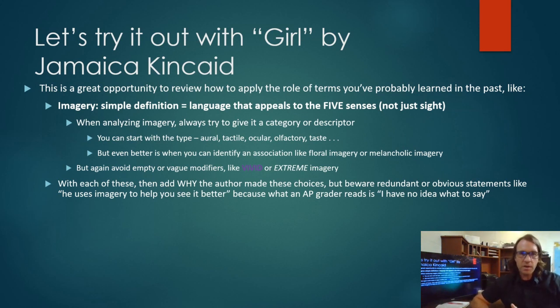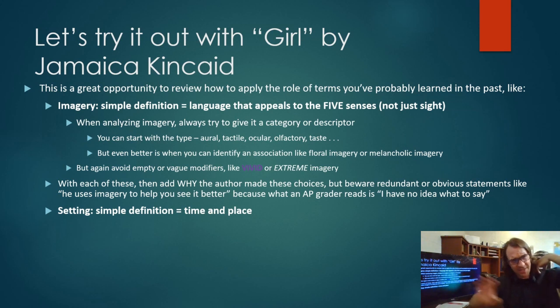And so when we're doing that, we want to try to avoid redundant and obvious statements like the imagery helps you see it better. Well, duh, isn't the word image in it? Like, what author doesn't want you to be able to see what they're talking about? Because what we really read when we see the imagery helps you see it better is, I don't know what to say. And that's okay. I hope you're not offended by that. But what we're working on here is, well, then how do we go further and find something to say? All right, enough of that tangent.